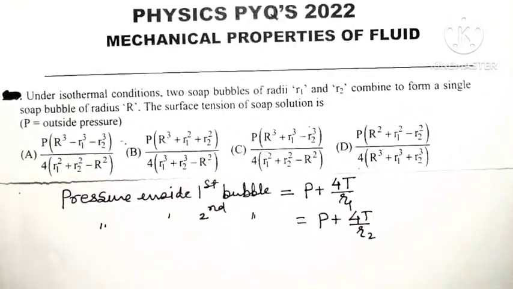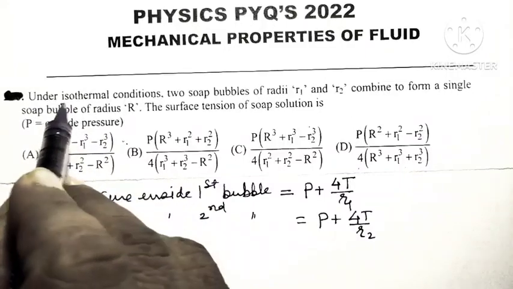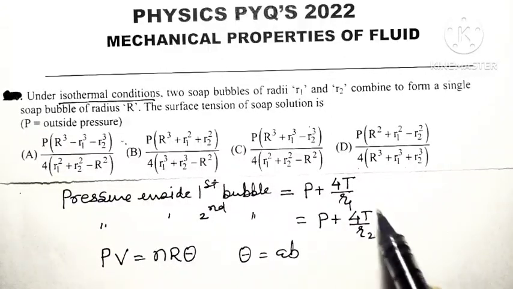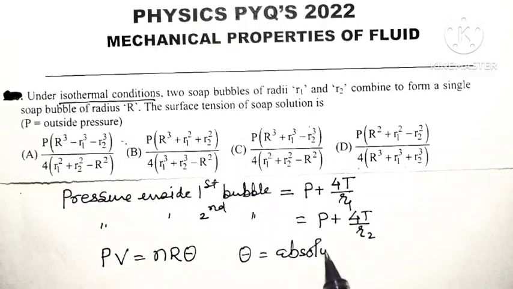Now we know that for an isothermal condition, PV is equal to a constant, and that is equal to nR into theta, where theta represents absolute temperature. To avoid confusion between surface tension and temperature, here for temperature we are using the notation theta.